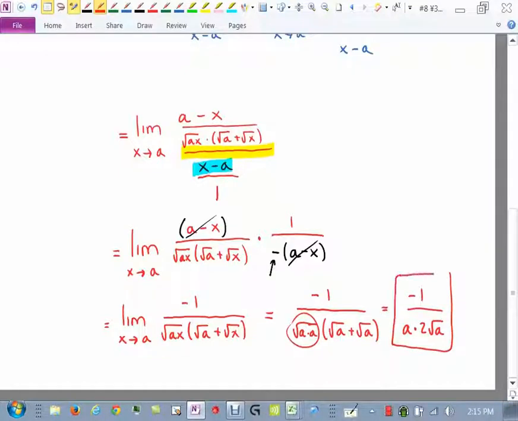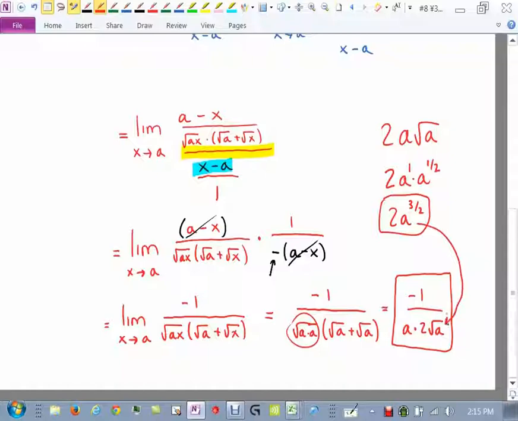Now you could write that a different way, because remember, you could write that denominator like this, or you could write that square root of a is the same as a to the 1/2. So you could write that as a to the 3/2 by using the properties of exponents, that you would add the exponents. 1 plus 1/2 is 3/2. So that denominator could be this, right? That could be how you rewrite that. So that's it. That is the slope of the tangent line at a.